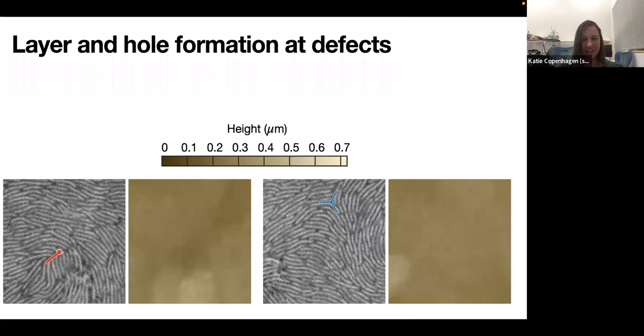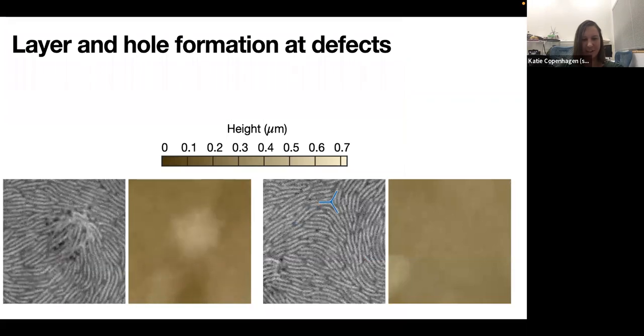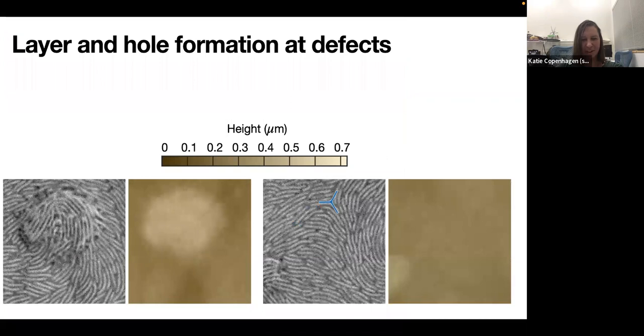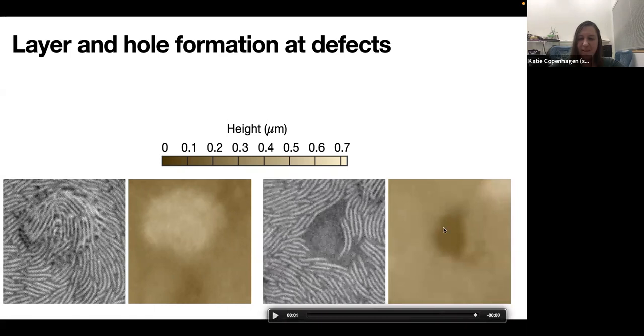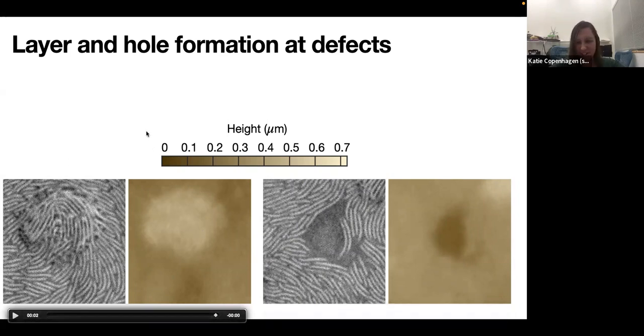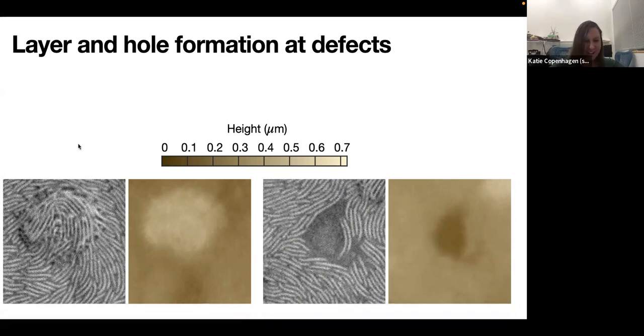So here on the left is a positive defect. You can see its comet shape in the cells, and I'll play the movie and you can see a new layer forms right at the center of that positive defect. And then here on the right, we have a negative defect, which moves over a little bit, and then a hole opens up at the center of the negative defect. So we saw this happening a bunch, and we wondered if there's something going on here.